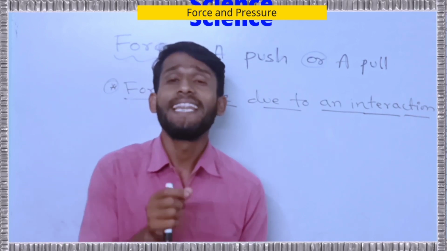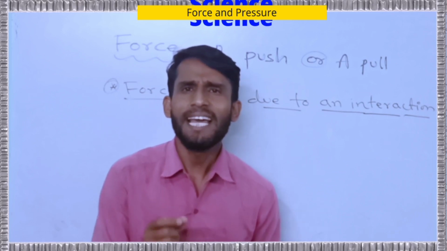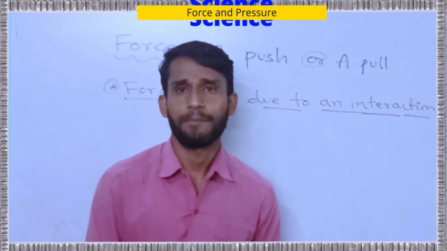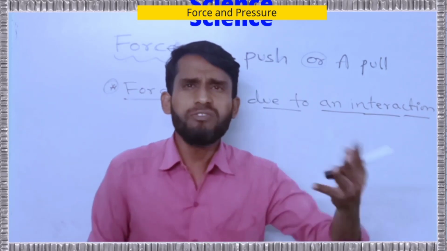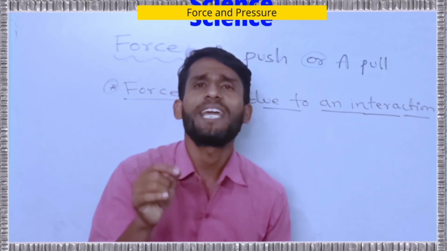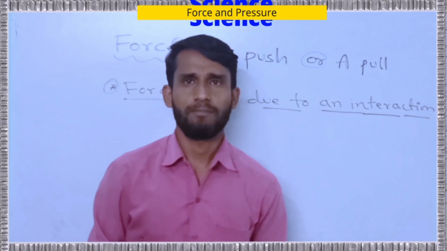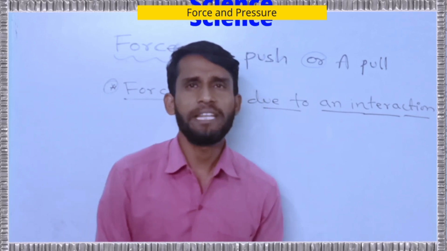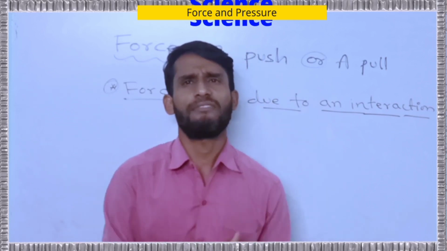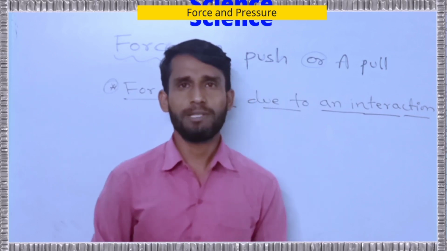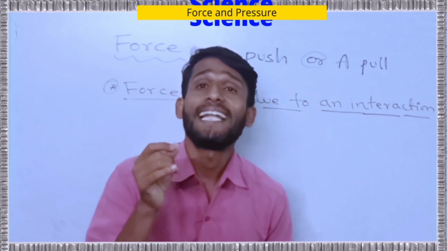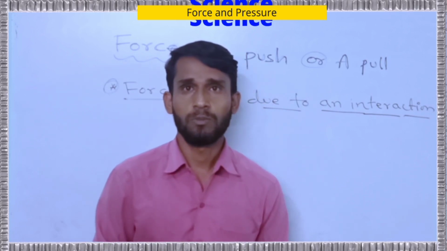Dear students, next point, net force. Net force is the vector sum of the forces acting on a particular body. Next point: when two or more forces act on an object and cancel each other's effect, we say they are balanced forces. Dear students, in balanced forces the forces are equal and the net force is always zero.